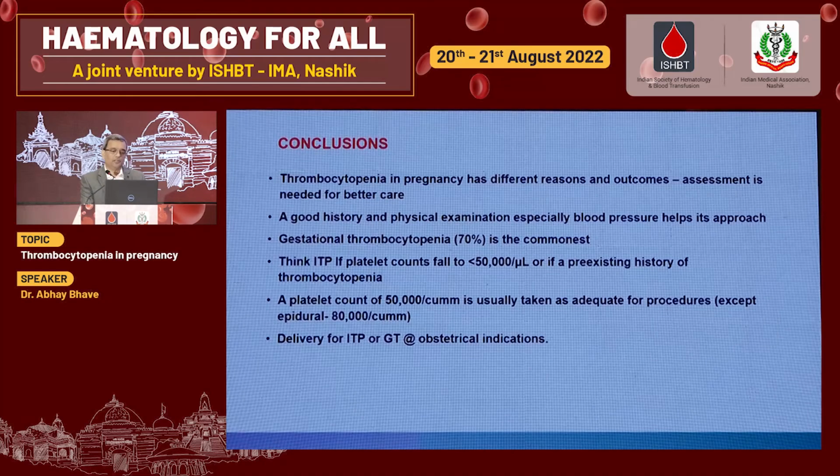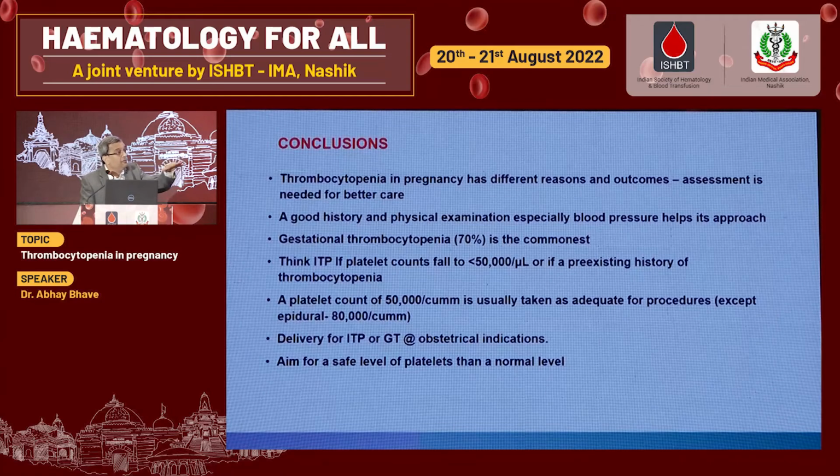A platelet count of 50,000 is usually taken as adequate for procedures, endoscopy, dental extraction, vaginal delivery, that's all. But for epidural, you need 80,000, otherwise they are very scared to do it, provided the coagulation is normal. In ITP and gestational, which is the commonest one, the delivery is as per the obstetric indication, not as per the platelet count. So we'll treat it as per that so that the patient can be taken care of by the obstetrician as per obstetric guidelines. I don't think we need to bring the platelet count of the woman to 150.